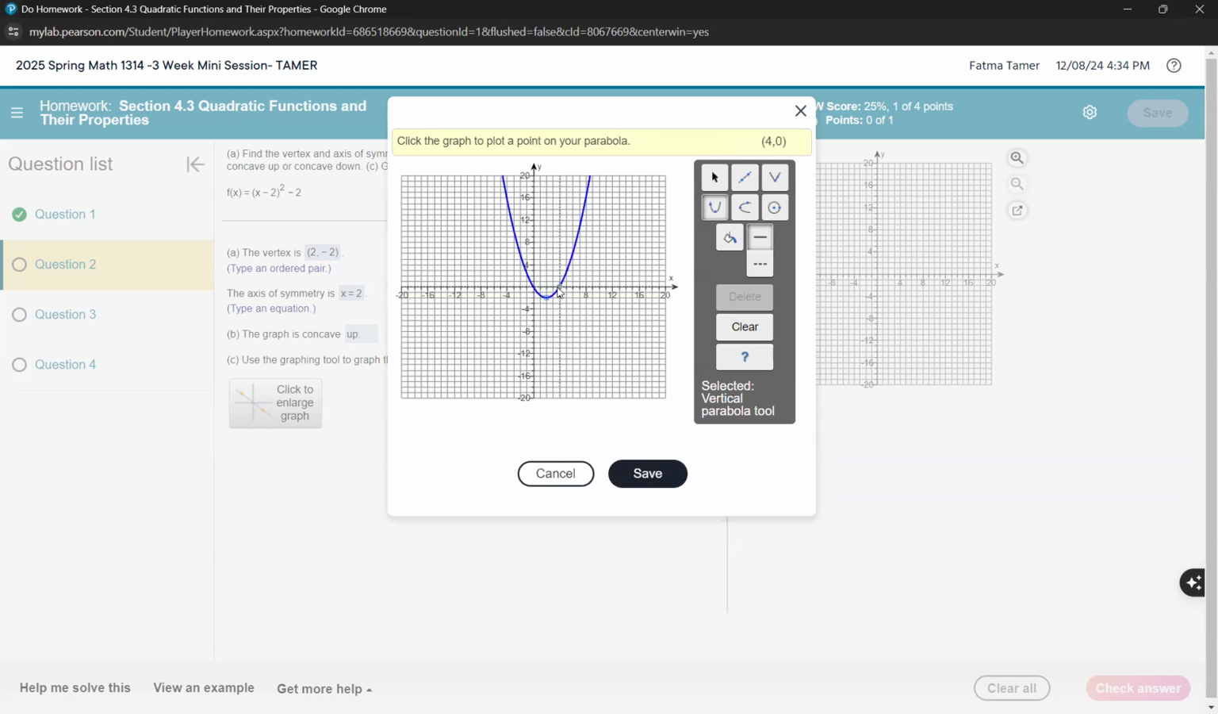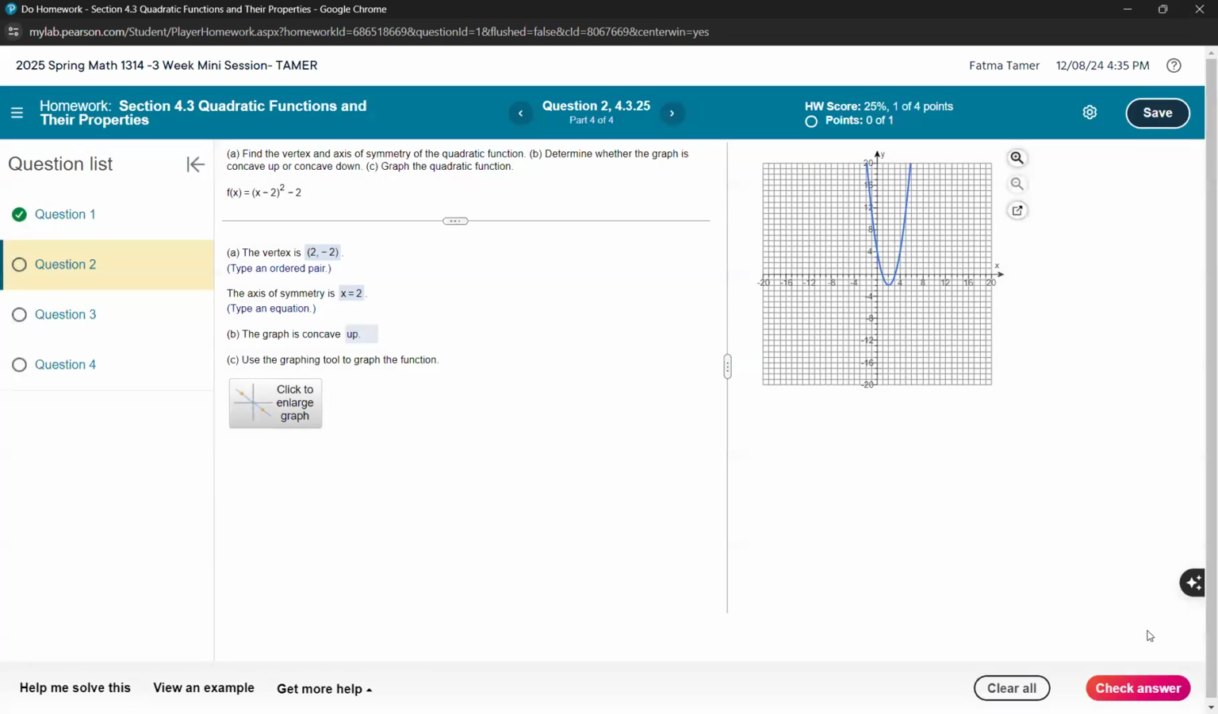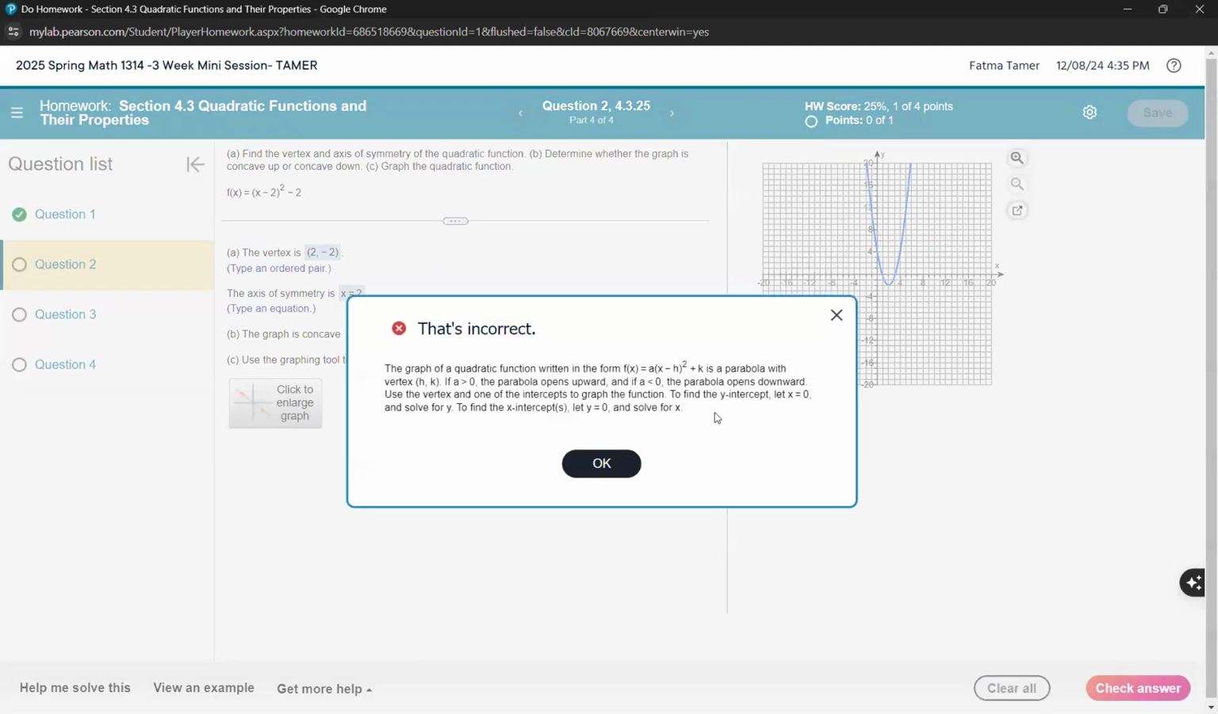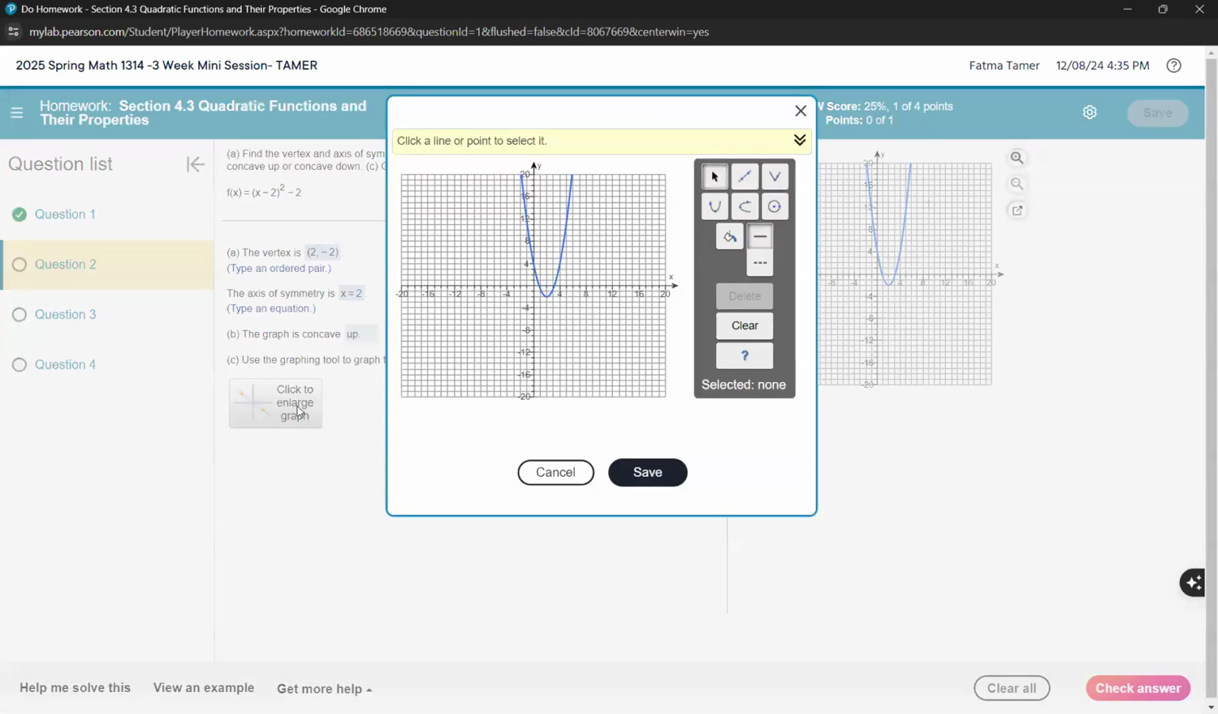And then I need to locate one more point. I can find another point by plugging a 0 for x. When I plug in a 0 for x, I get -2 squared, so 0 is going to give me +2. When x is 0, I'm going to get +4. This will be the second point. And then when I locate it, I can save. And when I check my answer, I might have a mistake on locating the second point.